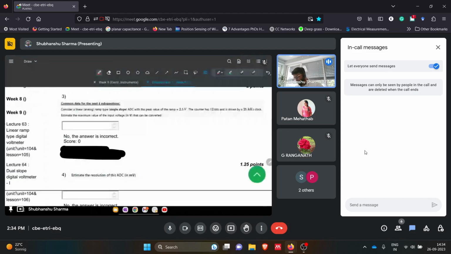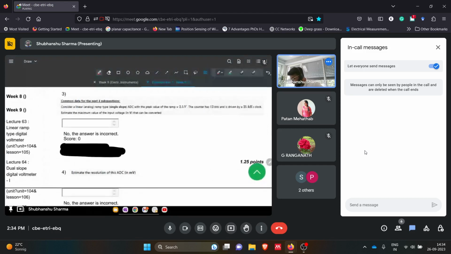Then we have common data for the next four sub-questions. The first question says: consider a linear ramp type ADC, so they're talking about a ramp type ADC, which has a peak value of 2.5 volts, and the counter has 12 bits and is driven by a 25 kilohertz clock. Estimate the maximum value of input voltage that can be converted. They are asking till what value of voltage it can convert properly.